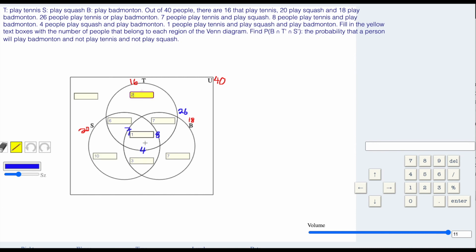I want to figure out how much I have in the 3 circles altogether. Well, I have 26 in tennis or badminton. 26 plus 10 is 36. So 36 in these 3 circles altogether. To get to 40, I would need 4 more. These are the regions. We filled them all in.